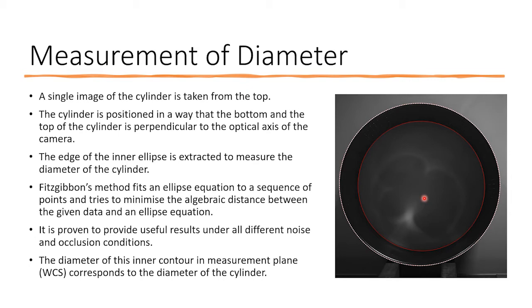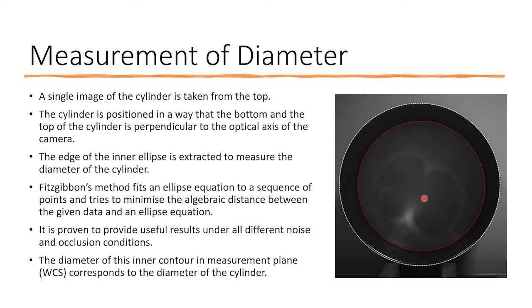This edge is extracted using the Fitzgibbon method. This method fits an elliptical equation to a sequence of points and tries to minimize the algebraic distance between the given points and the elliptical equation. It provides useful results even in the presence of noise and occlusions.